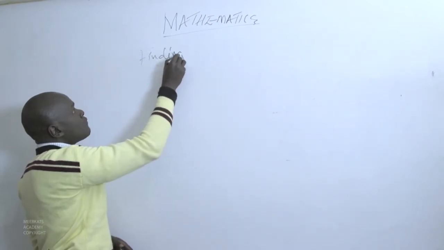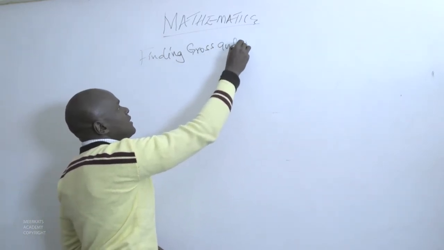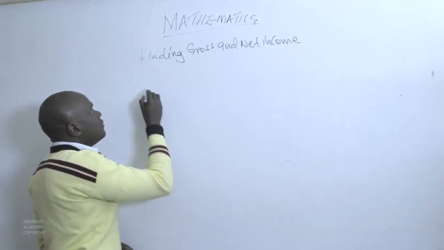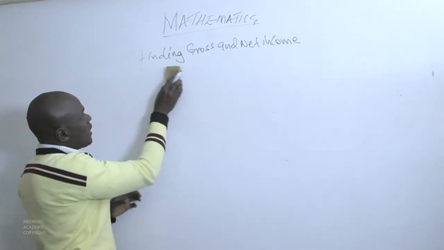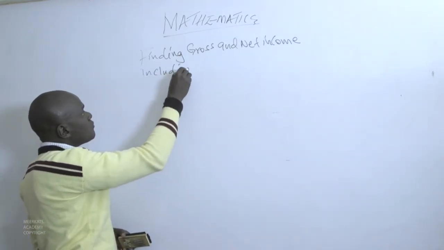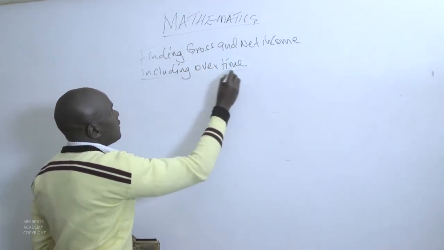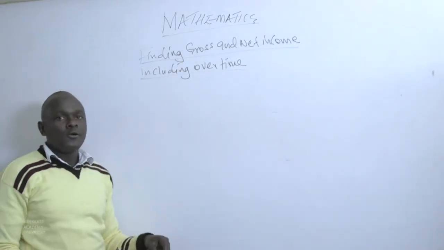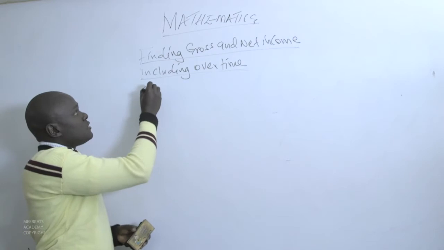Finding gross and net income, involving, or we can say including, overtime. In our calculations, we will be finding gross and net income, including the overtime. And to look at that, let us go straight to examples.